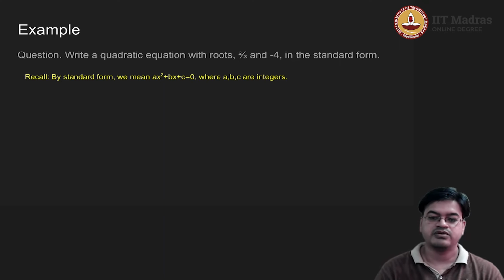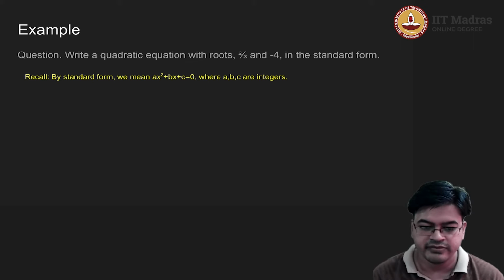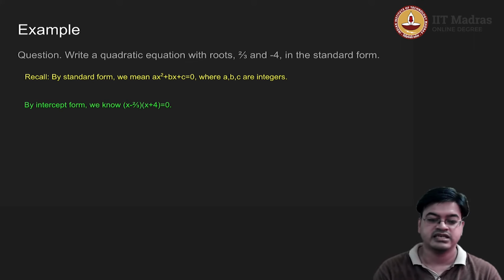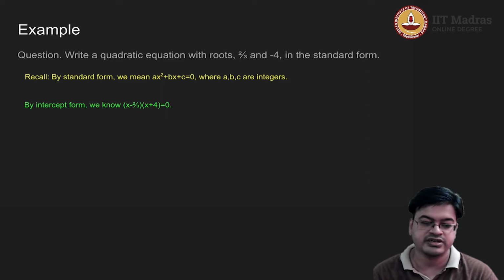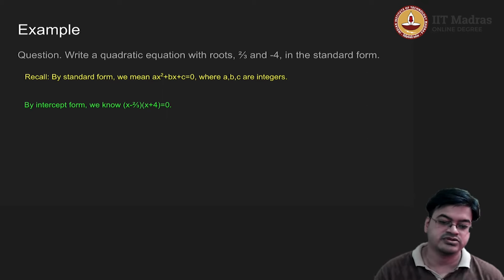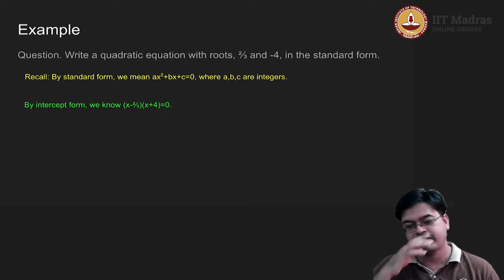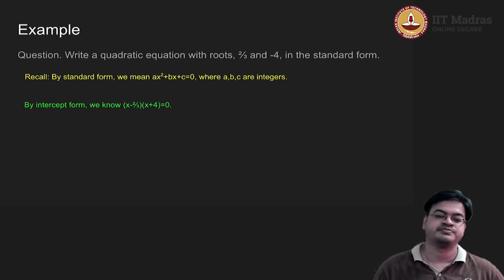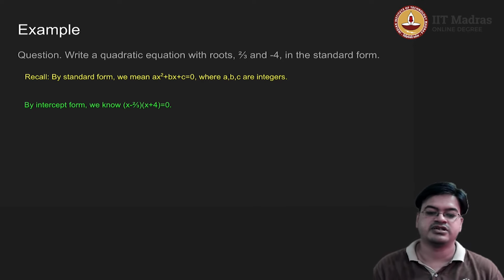Now if I want to write this, we will use our knowledge about intercept form, and we can easily write this expression as (x minus 2 by 3)(x plus 4) equal to 0, because 2 by 3 and minus 4 are the roots. Yes, but this equation is not in the standard form.